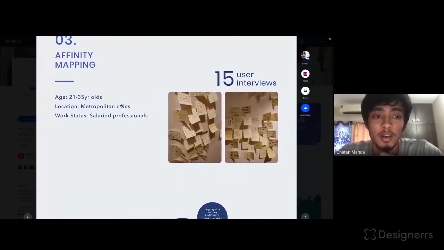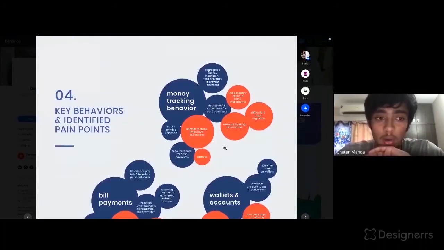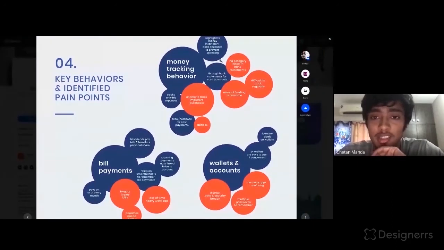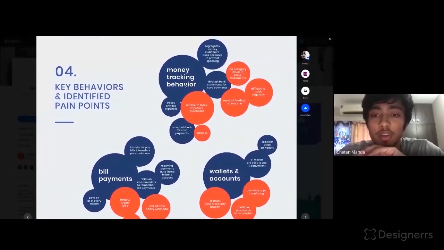It would have been a good idea to introduce a persona over here because this does not give me an entire picture about who the person is. Very interesting: key behaviors and identified pain points. Money tracking behavior, bill payments. Really hats off to whoever compiled this part because this is a very visual way of putting things out. If they hadn't done it this way, it would have been a huge flowchart with multiple branches and would have been very ugly to look at. I wouldn't have given attention to this, but this is great.